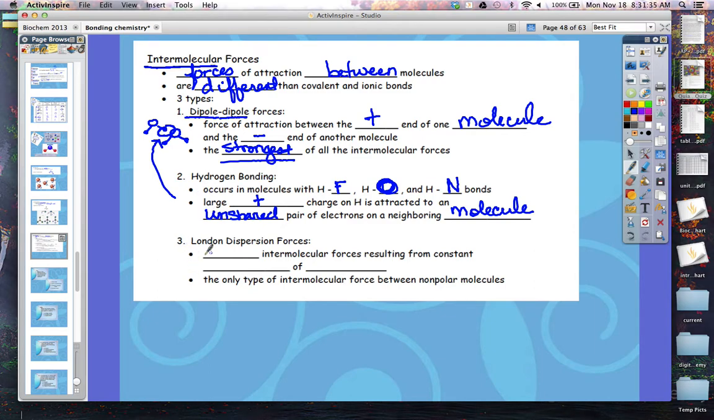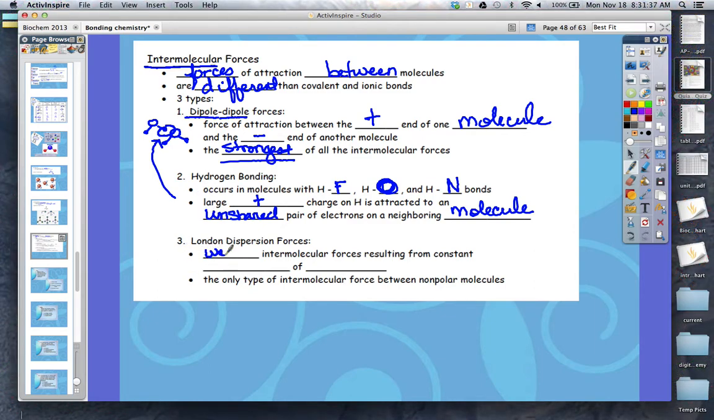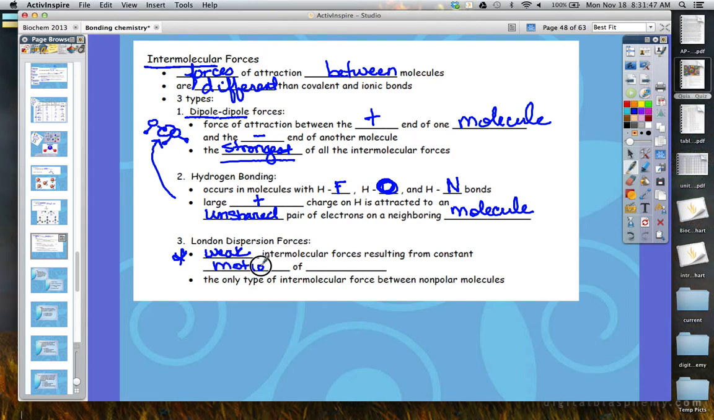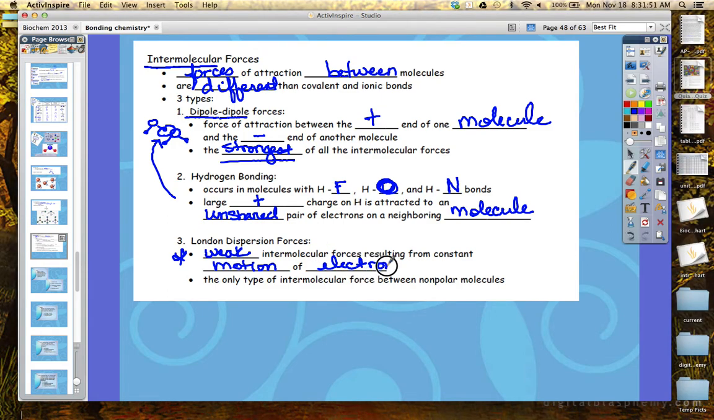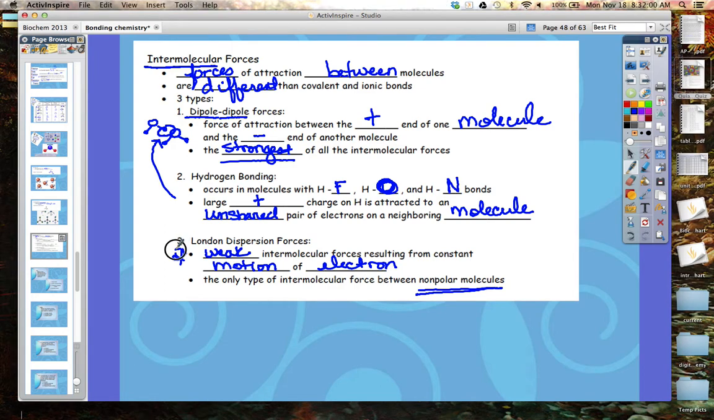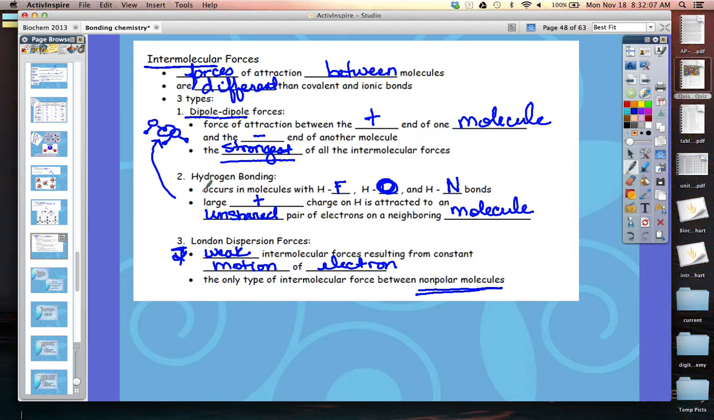And then we have London dispersion forces, which are the weakest. These are really very, very weak. These are the ones that just result from the constant motion of the electrons, because the electrons are constantly moving around. It's causing a little bit of a negative charge. And it's the only type of intermolecular force when we have a nonpolar molecule. Those are called London dispersion forces. You don't hear about these a lot, but when you do hear about them, you need to know that they're very weak, and they are the only ones for nonpolar molecules.